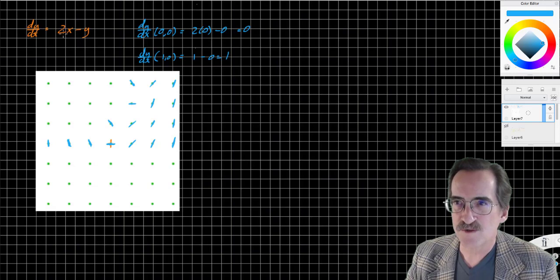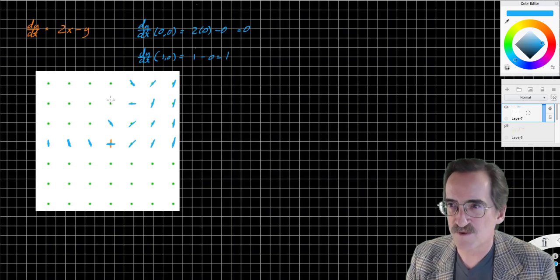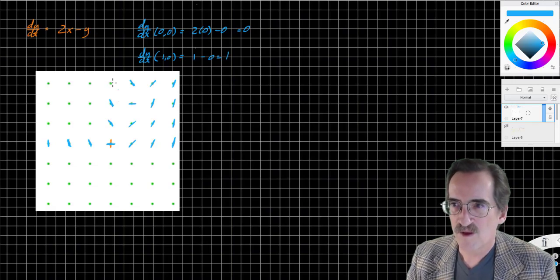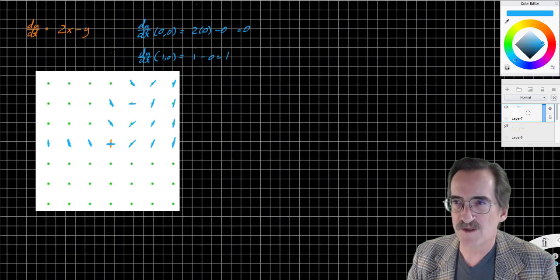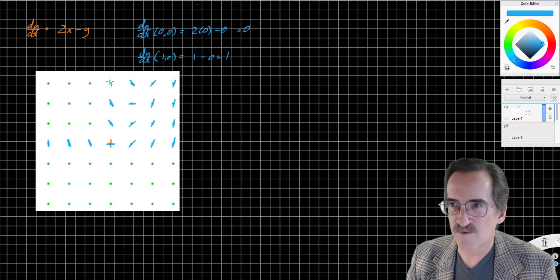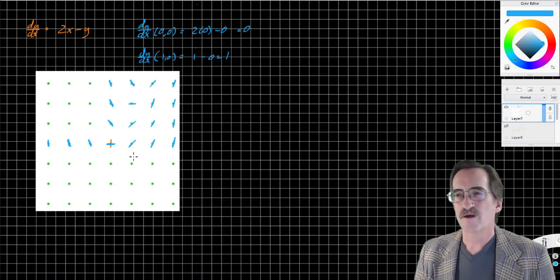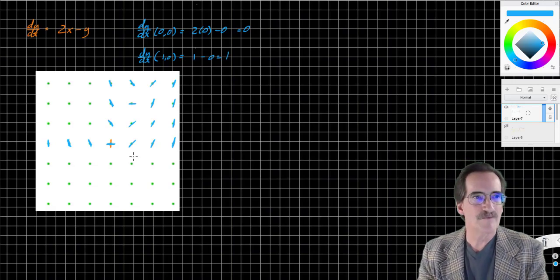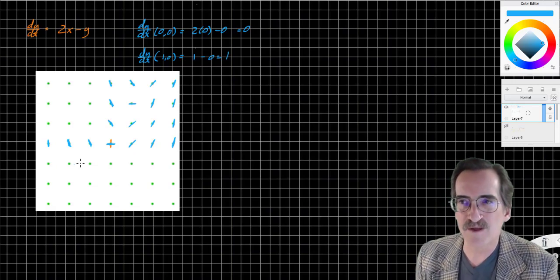0, 2. 2 times 0 is 0, minus negative 2. Actually, minus 2, minus 2. This is negative 2. 0, 3. 2 times 0 is 0, minus 3, so it's negative 3. Okay, and so on and so forth. I'm going to go ahead and stop here because I think you get the idea.